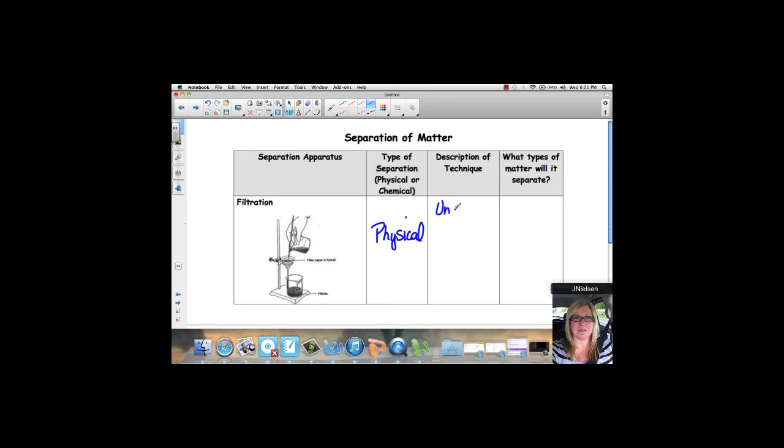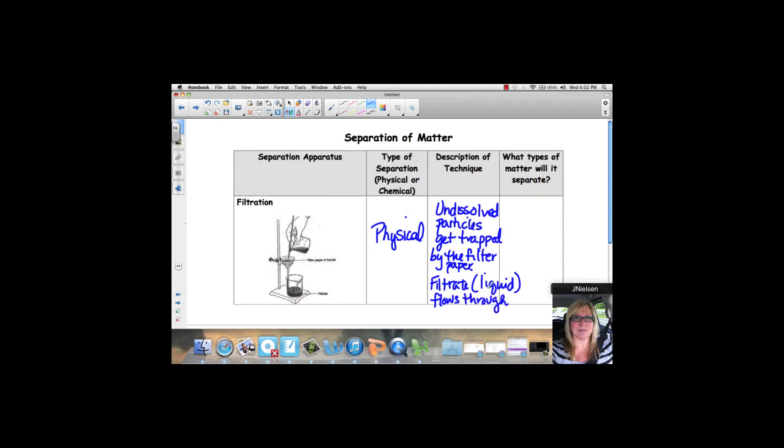So what happens is undissolved particles get trapped by the filter paper. The filtrate, which is the liquid, filtrate is called the liquid, flows through.